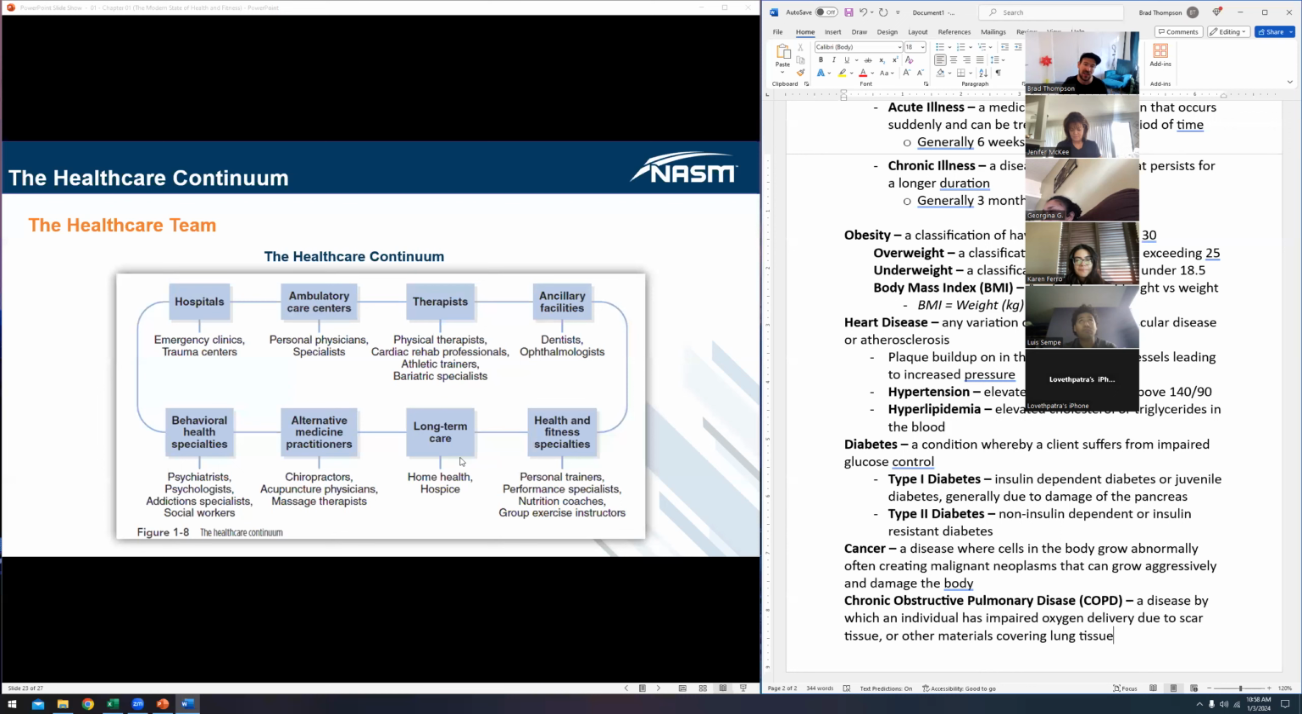We've got hospitals, ambulances. We've got all kinds of different therapists out there. We've got ancillary facilities like dentists and ophthalmologists, long-term care, medical practitioners, behavior change specialists, and then all of us, Group X instructors, performance specialists, coaches, nutritionists, and then obviously trainers. All of these are going to be in terms of healthcare. And if you think about it, this is very much the preventative stuff that hopefully keeps you from having to meet with any of these other folks. I don't know how much of a benefit it would have on the dentists, but, you know, don't grit your teeth while you're lifting.